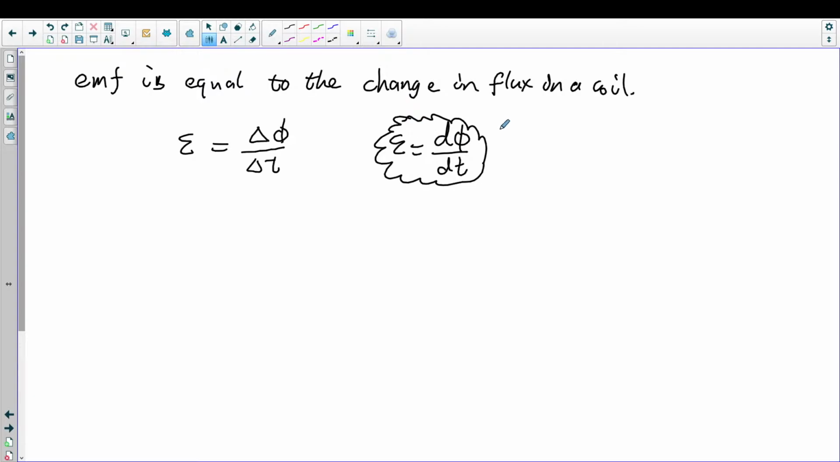Alright, we're not going to worry about this version. Okay, we're going to worry about the simple version. And of course that means there are two ways for this to happen. One is to remember phi is equal to BA. Well, one way, of course, is to change the magnetic field strength, but the area is fixed. So we can determine the strength of EMF based on how far the field changes.